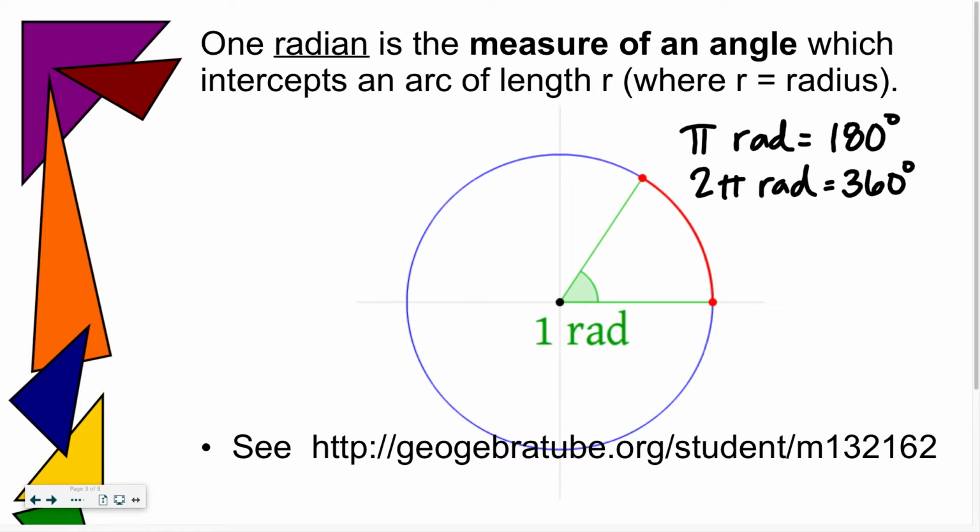Now sometimes you'll see me write RAD for radians, but radians technically don't need labels. So a lot of times when I give a radian angle measure, it's just something in terms of pi. It can even be just a decimal, but it won't have the degree on it. So that means it's a radian.